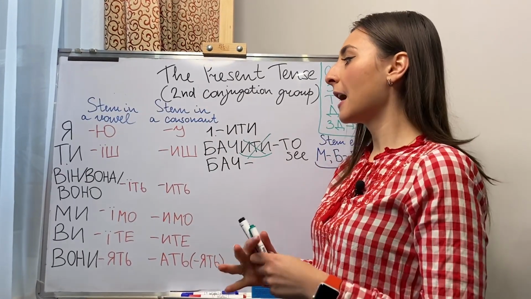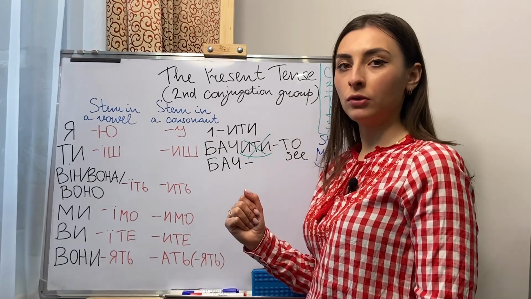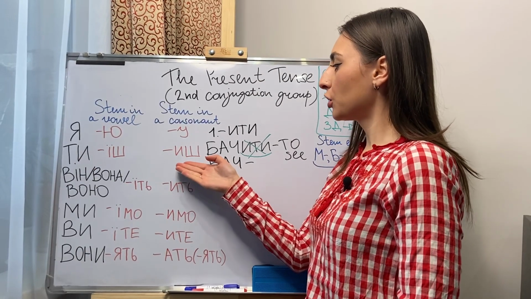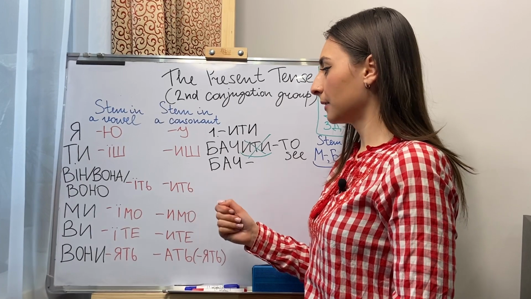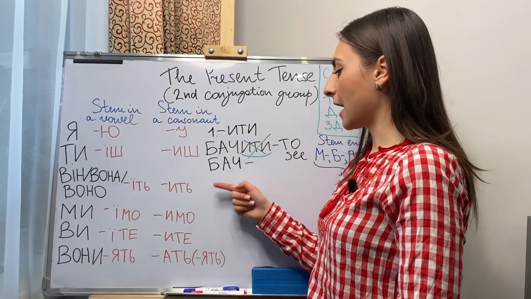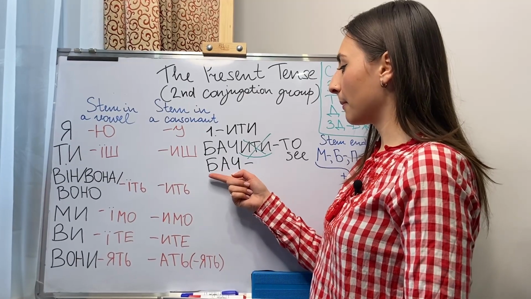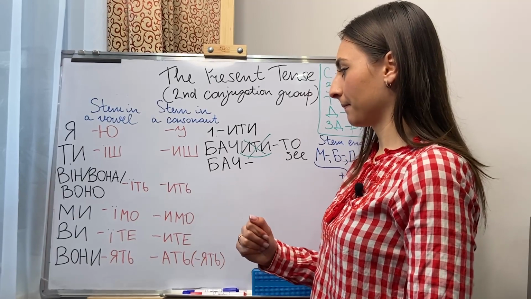So if you want to say I see, you say я бачу, you see, informal, ти бачиш. Він, вона, воно бачить. Ми бачимо. Ви, formal, yeah, you. Ви бачите, and вони бачать.